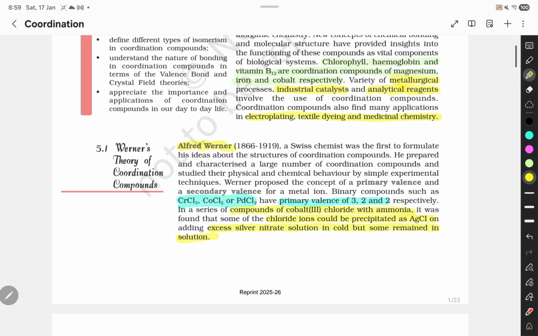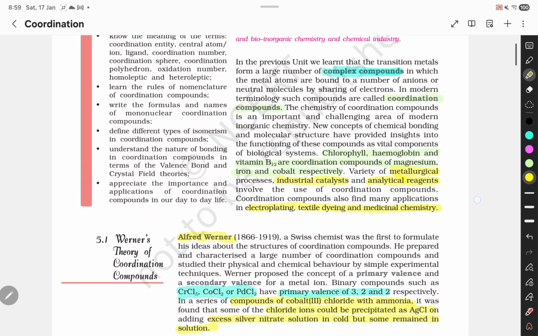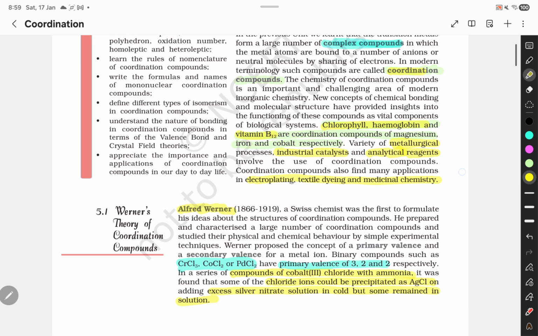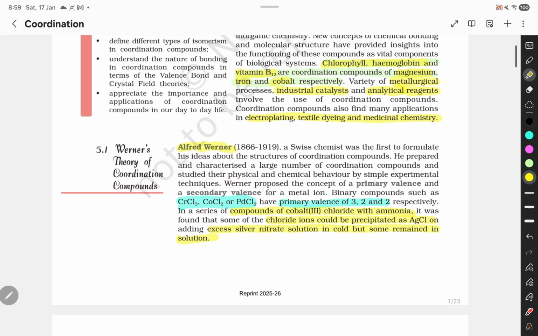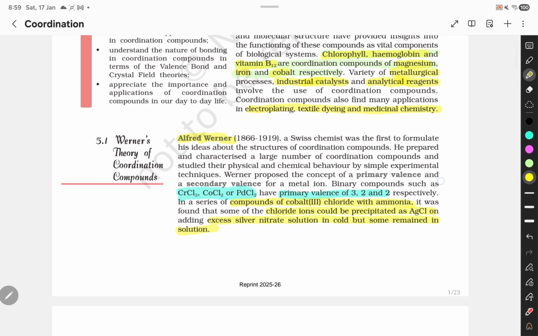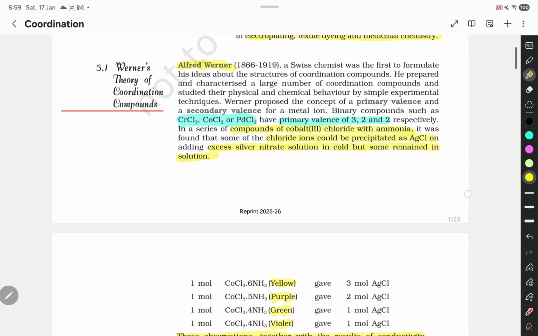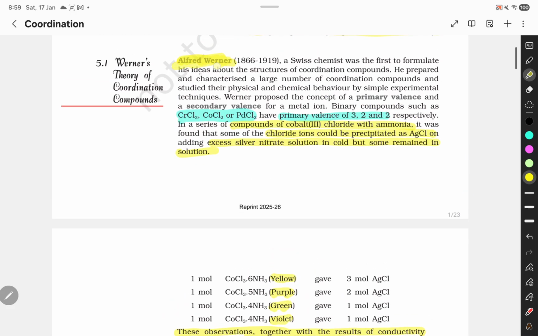So yeah. Obviously the first thing that I learned from this paragraph was that chlorophyll, hemoglobin, and vitamin B12 are compounds of magnesium, iron, and cobalt, that we all know, right? And analytical reagents, industrial catalysts, and all that is used for this thing.